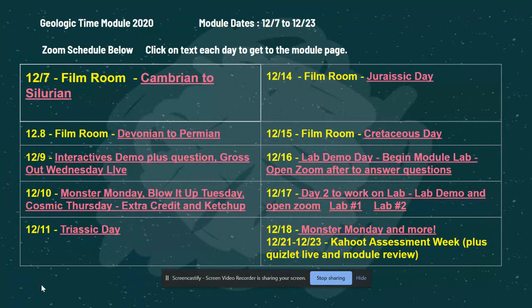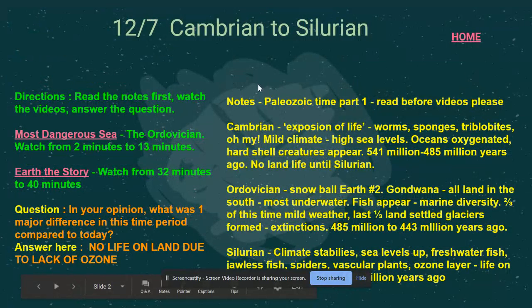And we're going to be doing our lab today, actually. So you can see starting on the 7th, we kind of went over a slide every day. The first slide, we learned about how the Earth was a frozen snowball at the end of the Precambrian. We explored the Cambrian, Ordovician, and Silurian times.